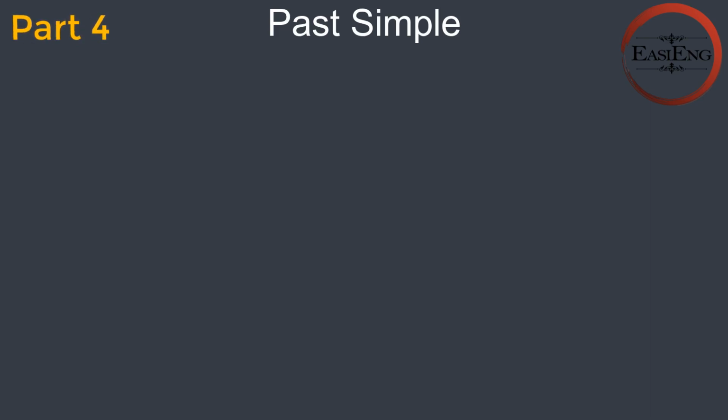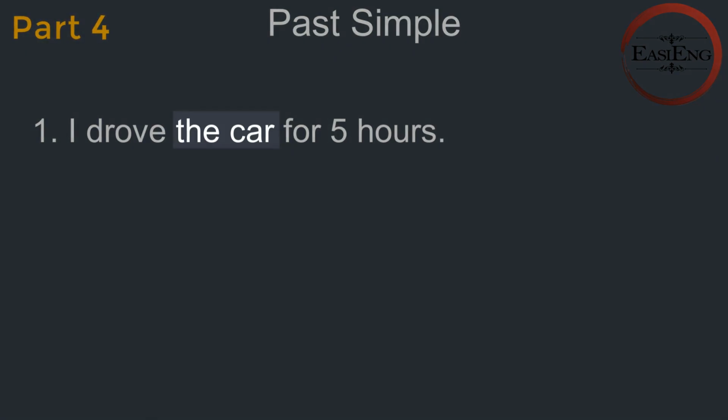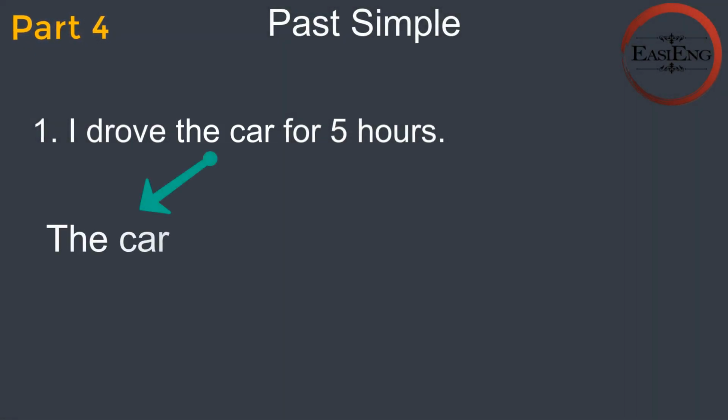Now, the first example, I drove the car for 5 hours. I identified where the object is. The car. Then I took it to the beginning and I omitted the subject. So it is still the car. I added verb to be, but the verb to be in past simple is was and were. And here we have the car, so it is appropriate to say the car was.